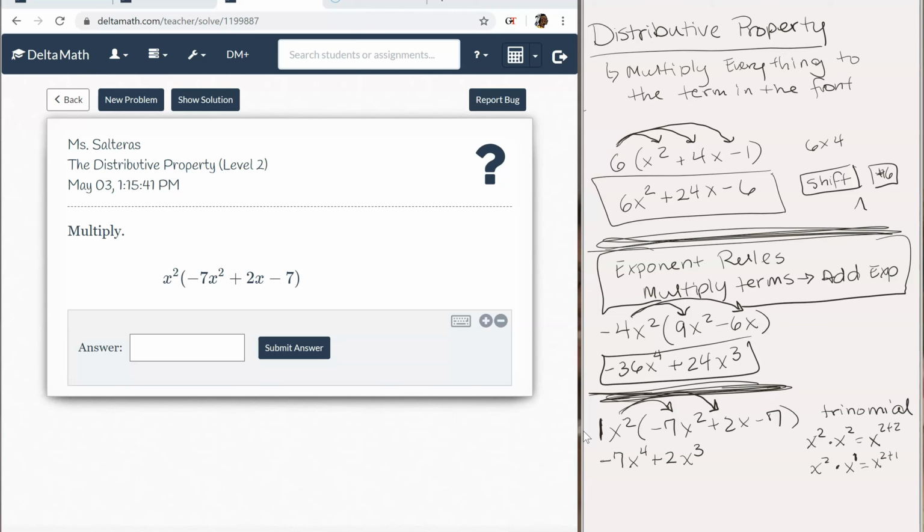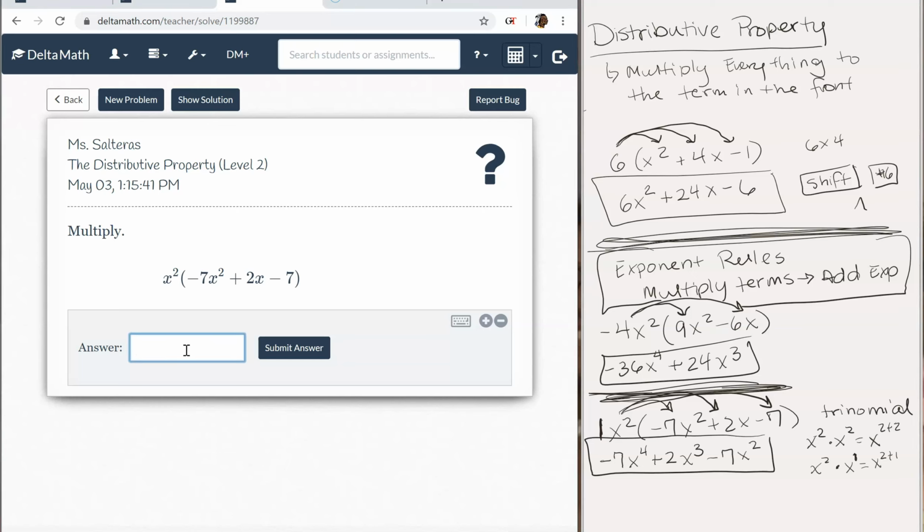All right, and then last but not least, 1x squared times negative 7. So 1 times negative 7 is going to give you negative 7, and then x squared just comes along for the ride. That's the 3rd part. And none of the exponents are the same, so you can't combine like terms. This is going to be your final answer.